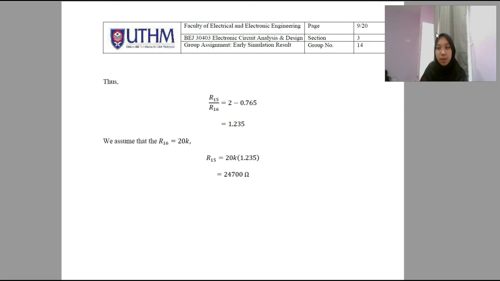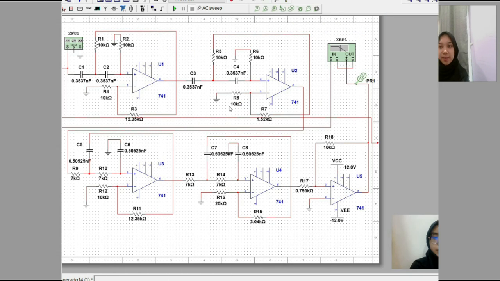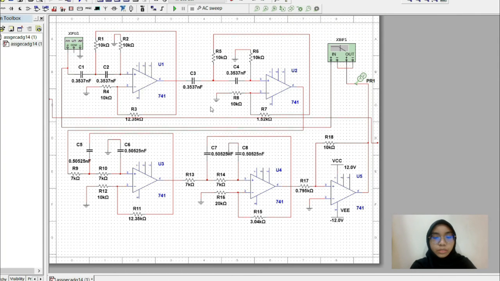That's all from me for now. I'll pass to my next members for the next explanation. Next, I know Ifanaji how to explain the circuit simulation of this project.